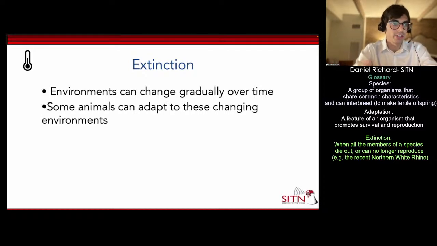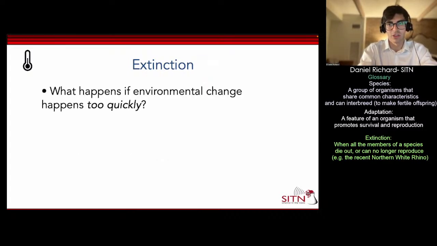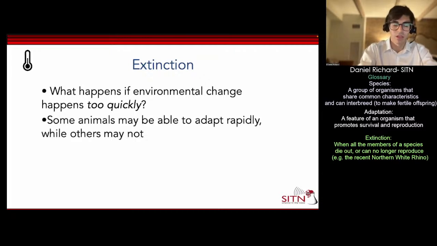Some animals can adapt to these changing environments, and some cannot. We also know that these changes can happen over very long timescales, that is, millions of years, for example, like that trilobite example I mentioned. However, what happens if you don't have millions of years? What happens if environment change happens too quickly? Some animals may be able to adapt rapidly, while others may not.